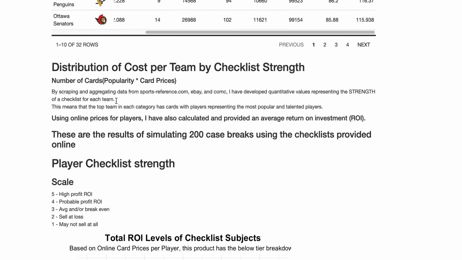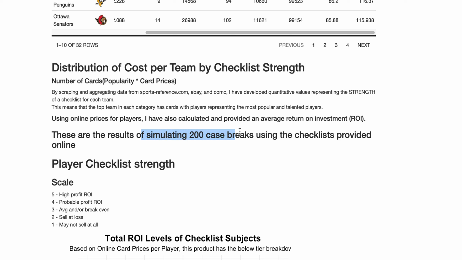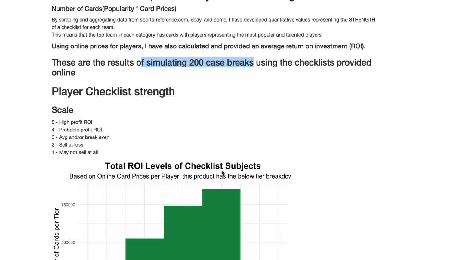And so then I run 200 case break simulations. I add up all that ROI and I divide it by 200. And the reason why I do that, and this is all with pricing data that I've aggregated from the internet, is so that one, we know what the ROI is, and two, so we can rank these products and these teams against each other.